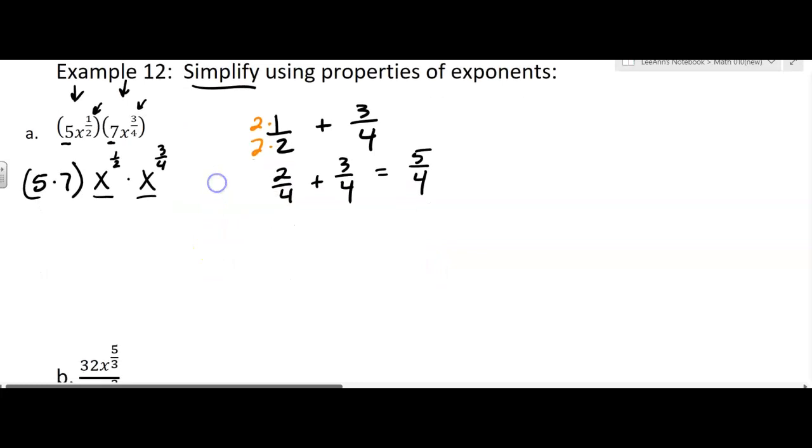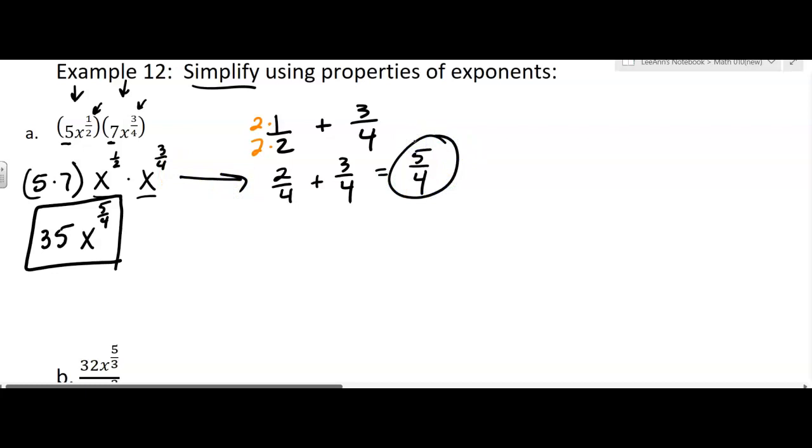Now, if you're leaving it with a rational exponent, there's the answer, and I would leave it that way. 5 times 7 was 35, and then I did this addition over here and got 5/4 for the exponent, so x to the 5/4. Generally, if they start you out with rational exponents, then I would leave my answer with rational exponents. If they start you out in radical notation, then I would leave my answer in radical notation. That's just a general rule, but they didn't specify if they want this changed to a radical, so I would just leave it that way.